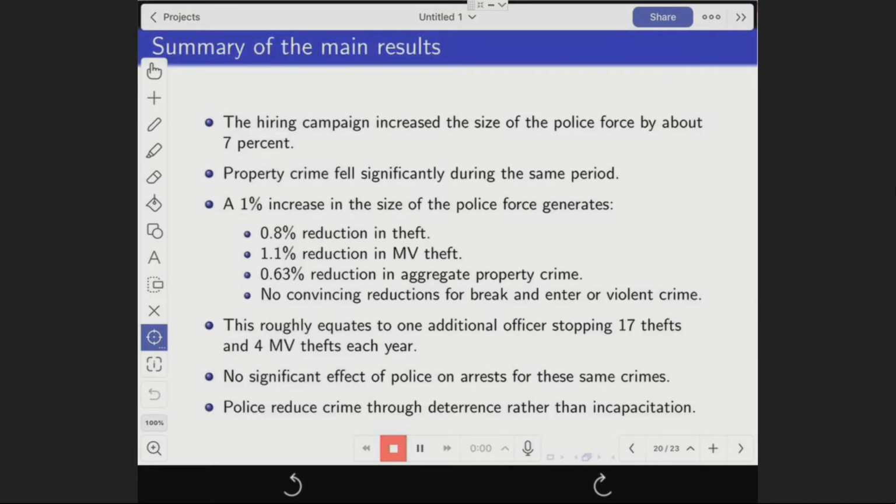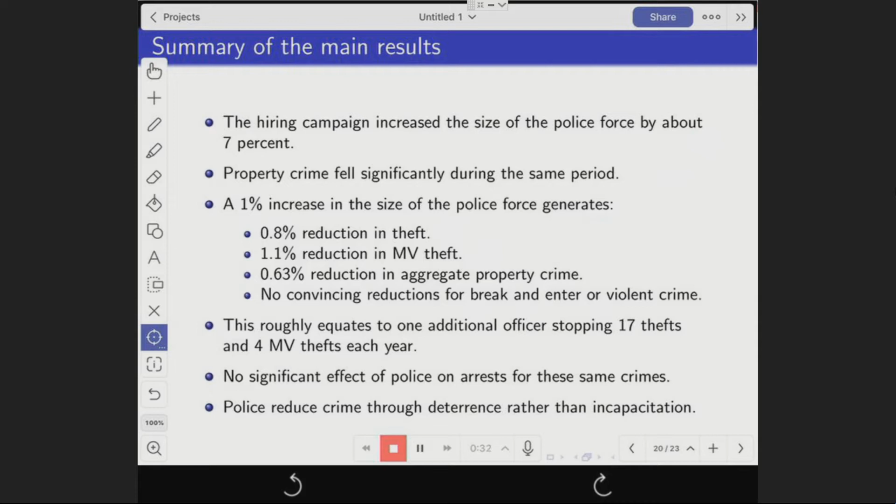So to summarize the results. Point number 1, the hiring campaign increased the size of the police force by about 7%. Property crime fell significantly during the same period. We found that a 1% increase in the size of the police force generates a 0.8% reduction in theft, a 1.1% reduction in motor vehicle theft, and if you aggregate over property crime, a 0.63% reduction in aggregate property crime, with no significant reductions for break and enter or violent crime.